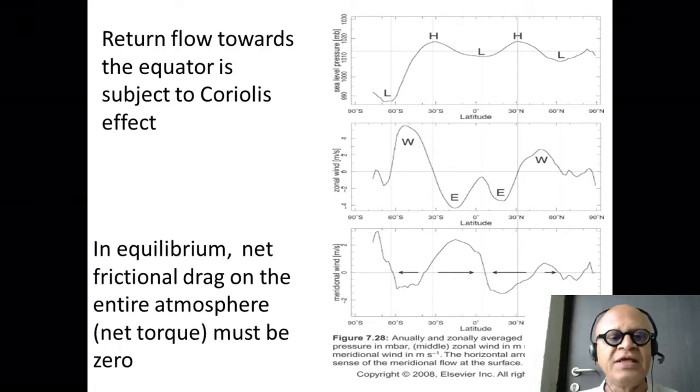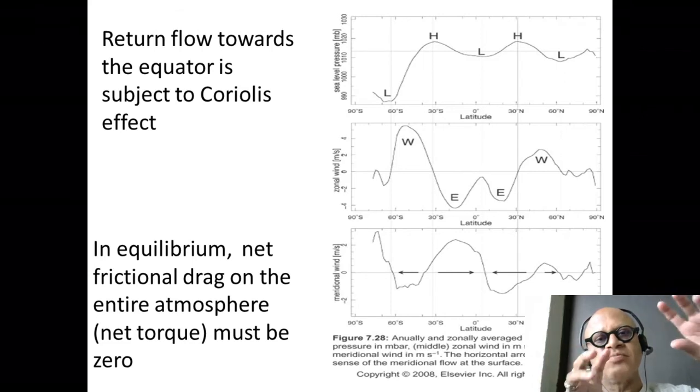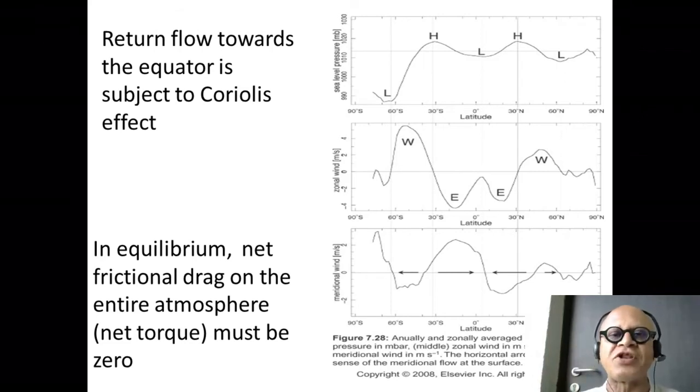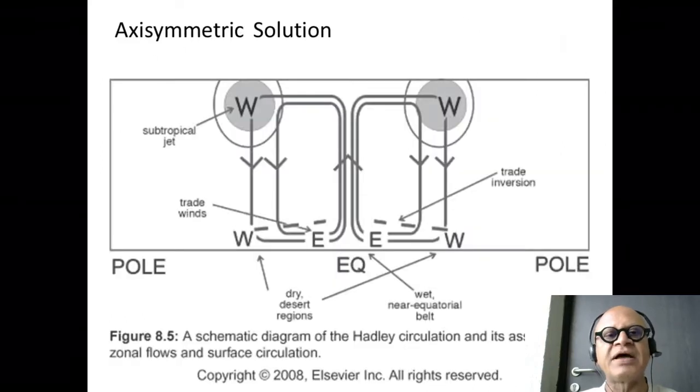In equilibrium, the net frictional drag on the atmosphere has to be zero, as I said before. The torque cannot be positive or negative, because then the Earth will wobble as it goes along. Okay, so the easterlies provide a torque and the westerlies provide an opposing torque, and there is a balance. The length of day does change a little bit, by a few microseconds, and as I said, El Nino changes it by a few milliseconds as well. There are also atmospheric tides which do that as well.